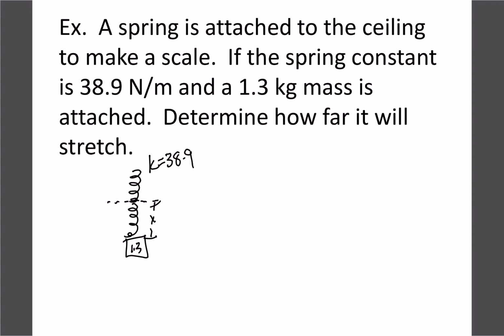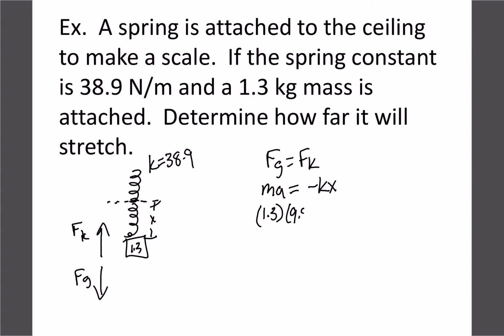So the trick to this one is we basically have force of gravity pulling this thing down, and then we have the force of the spring. We call it Fs, or I'll use Fk. So the force of the spring is what's pulling it back up. So if it's stretched, that means those things are balancing out. So we can just simply use our normal formula of mass times acceleration and make that equal to our new negative kx formula. So we have our mass is 1.3, we have our acceleration of gravity would be 9.81, we know the k is 38.9, let's keep the negative on there, and let's solve it for x.